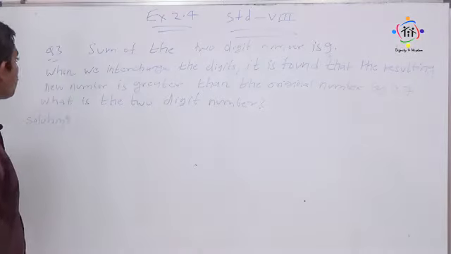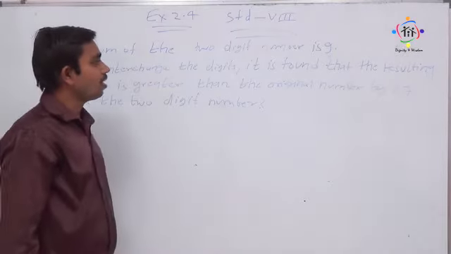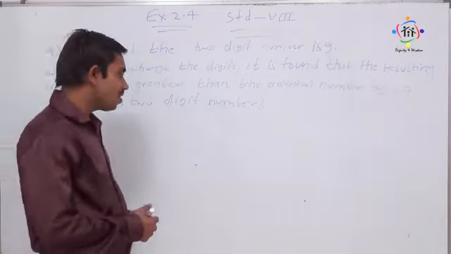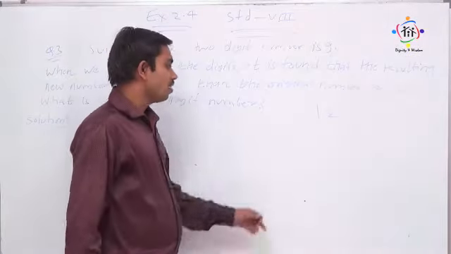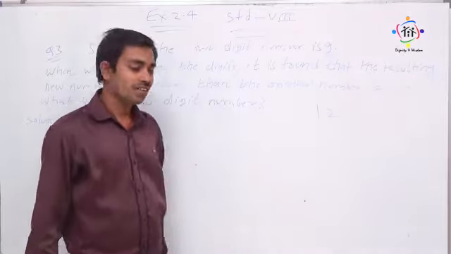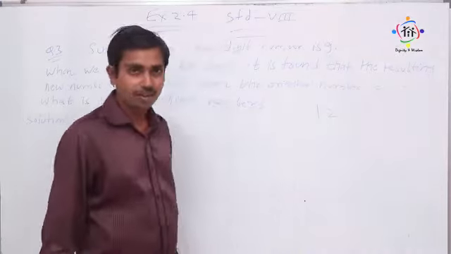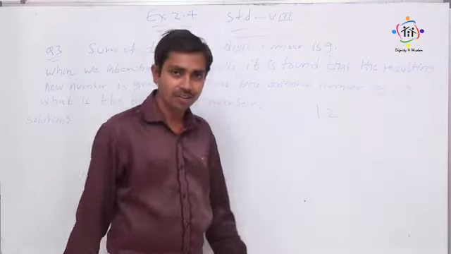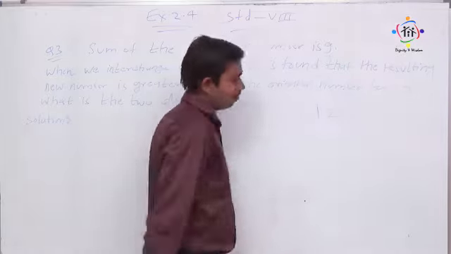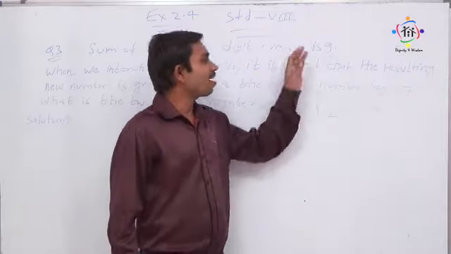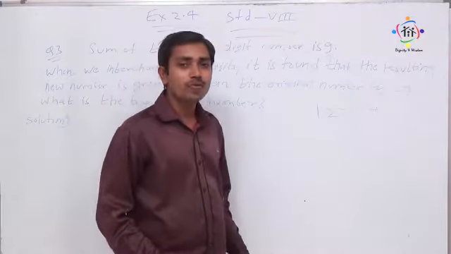Okay, my dear students, what is given? It is given that if there is a number of two digits, the sum of these two digits is given, 9. But here we don't know exactly which number we should take, so that 9 comes by adding its digits.